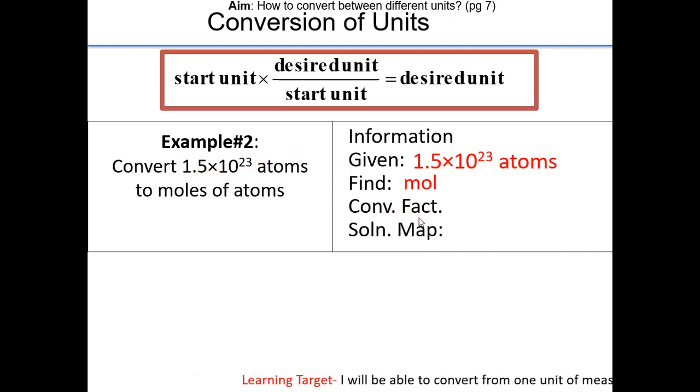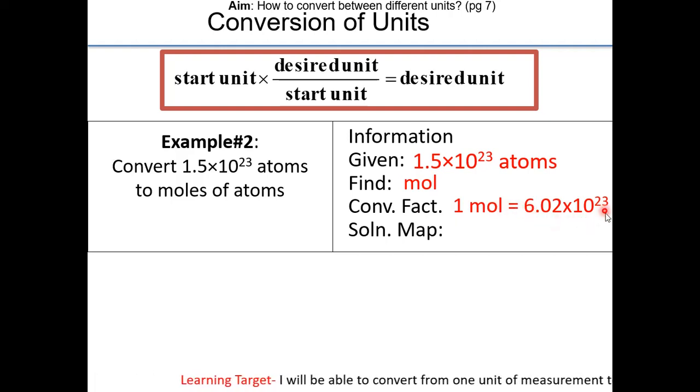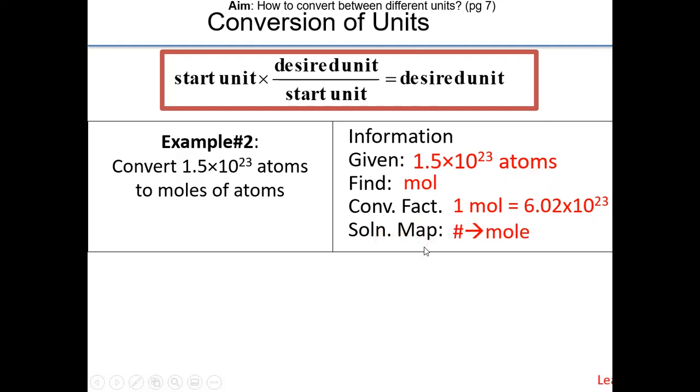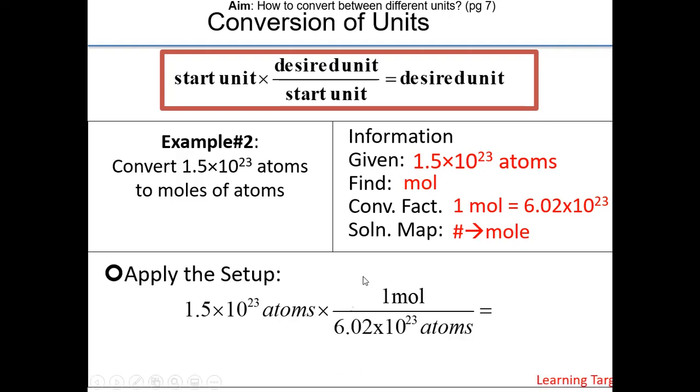So we have to convert. 1 mole is 6.02 times 10 to the 23rd. Again, you have to memorize this number. Okay? So 1 mole is this many items. What items are we talking about here? We're talking about atoms. So we're going to go from items to mole, or atoms to mole. So let's write out our equation. So again, for your conversion factor, you want your start unit to be on the bottom. In this case, is atoms.